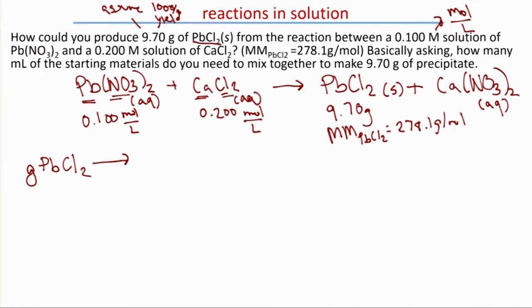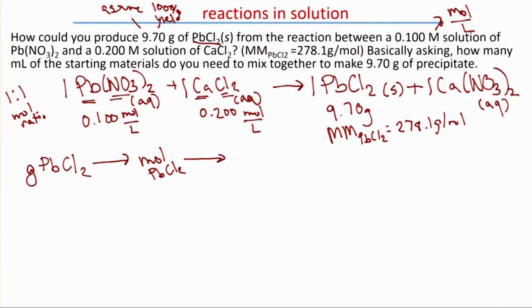Did we mention that this equation was balanced yet? Always double check. We wrote the correct reactants and products out, and I knew it was balanced already, but I didn't make that announcement. So let's double check. 1 lead on both sides, 2 nitrates on both sides, 1 calcium on both sides, 2 chlorides. So the equation's balanced, and between the reactants and all the products, it is a 1-to-1 mole ratio. All right, so that will be important here. So we can go from grams of our product to moles using the molar mass.